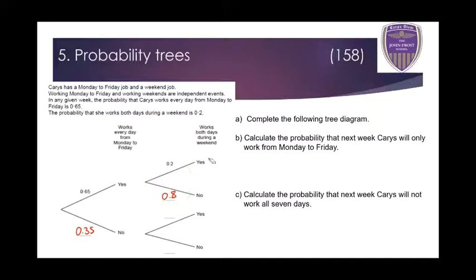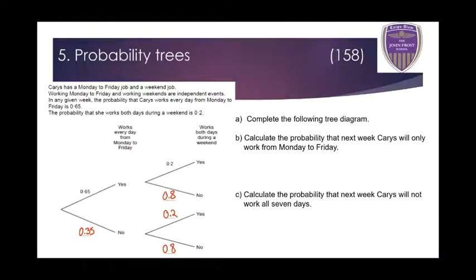Now, the key word, because these are independent events, that means the chance of her working on a weekend is unaffected by her working in the week. So these branches should be exactly the same as the branches above them. So we can put in 0.2 and we could put in 0.8. Okay, so that's question A done.